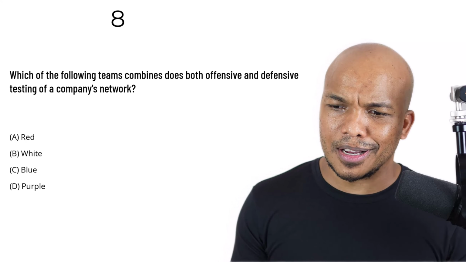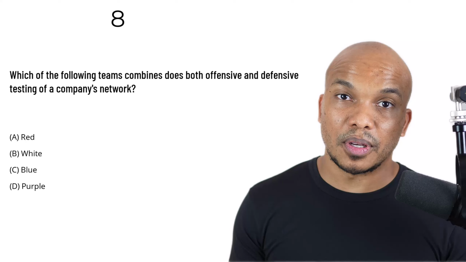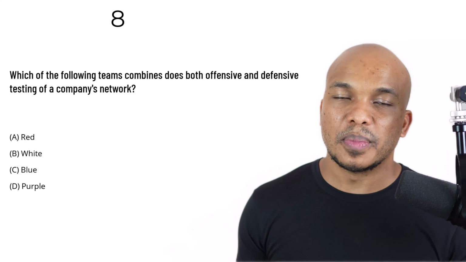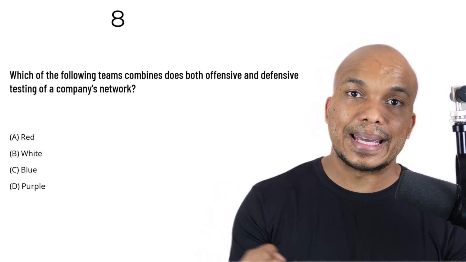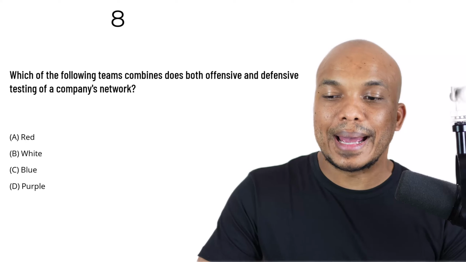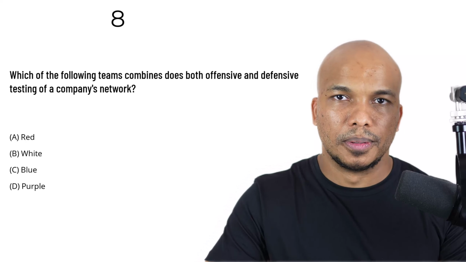It's not going to be white because whites in this scenario typically are more like the judges, the referees conducting the exercise. So purple is going to be the answer, because if you think about it, when you combine red and blue, you're going to get purple. So purple teams basically combine both attacking and defensive capabilities when testing a company's network. So the answer in here is going to be purple.